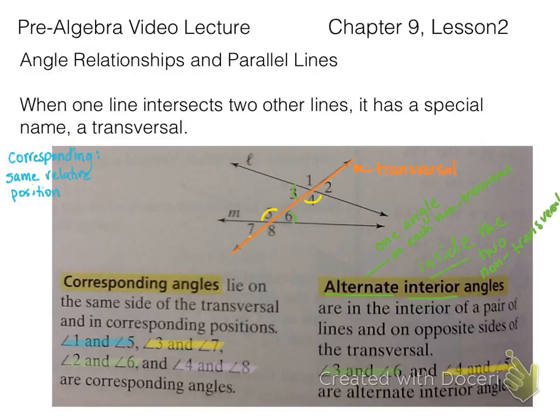Okay? Now really make sure you guys understand this terminology. It's going to be very important for you that you have it memorized, all right? Because I'm going to ask you to identify alternate interior angles, and if you don't know what an alternate interior angle is, you're not going to be able to identify them.